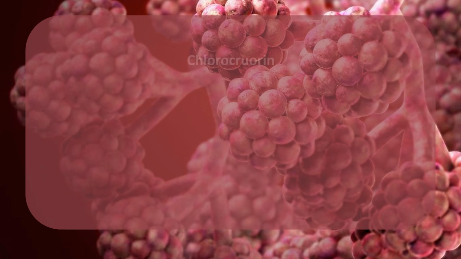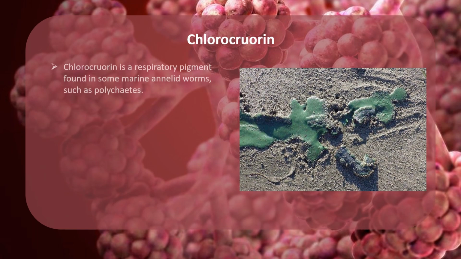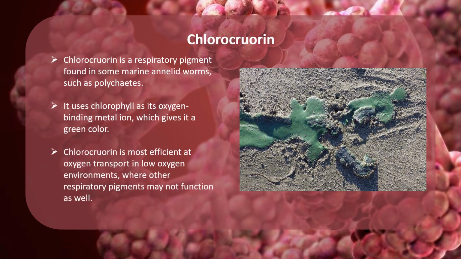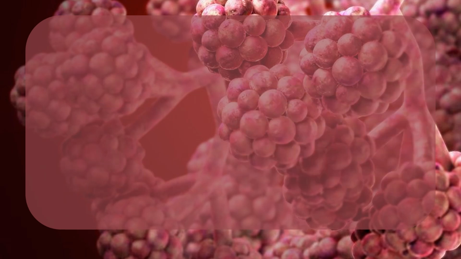The next one is the chlorocruorin. Chlorocruorin is a respiratory pigment found in some marine animals such as polychaetes. It uses iron as its oxygen-binding metal ion, which gives it the green color. Chlorocruorin is most efficient at oxygen transport in low oxygen environments where other respiratory pigments may not function as well. So next one is hemerythrin.